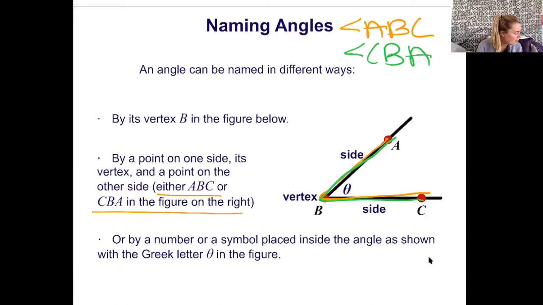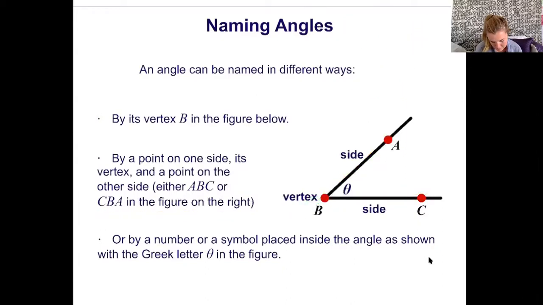And in a very small instance, if there's only one angle in the picture, you could name it by the vertex. So there's only one angle on this whole page, so we could also call this angle B. But that only works if there's one angle on this page, okay?